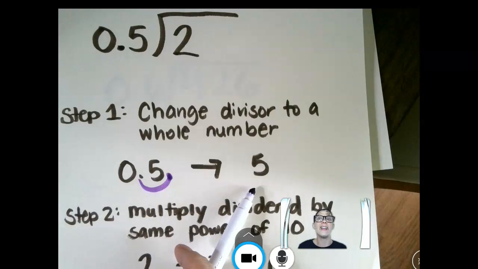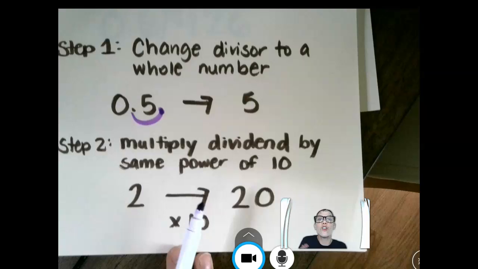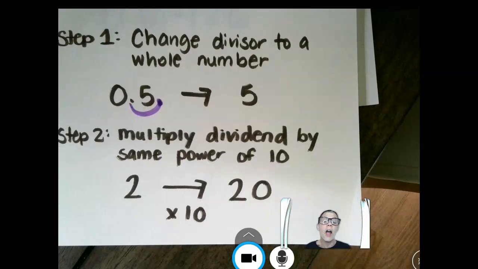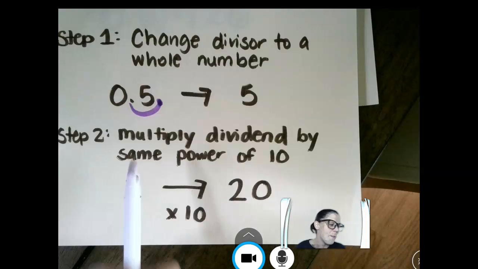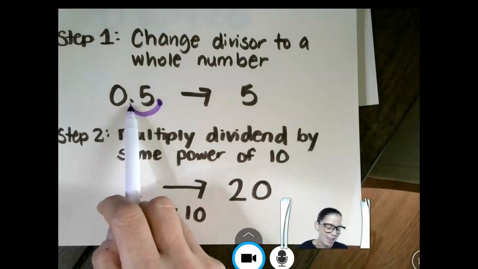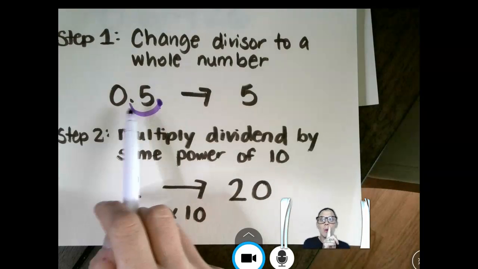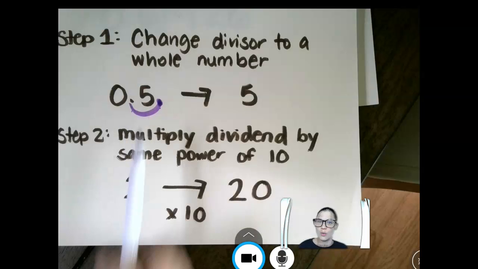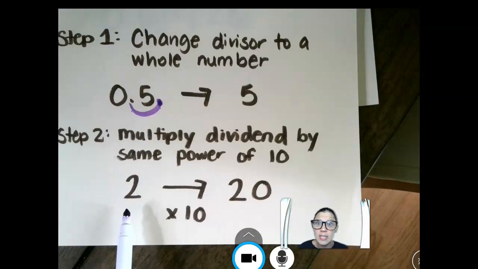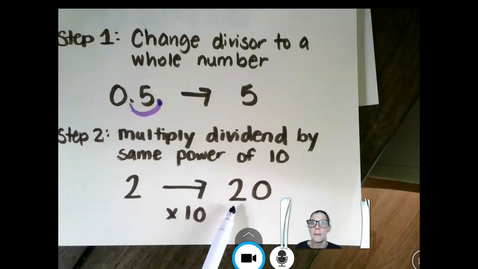But here's my next part, friends. Whatever I do to my divisor, I have to do to my dividend so that I can make my problem equal. I can make them worth the same amount. So if I multiplied 5/10 by 10, or moved the decimal one time, I've got to do the same to my dividend. I've got to make that 2 become a 20. I have to multiply it by 10.